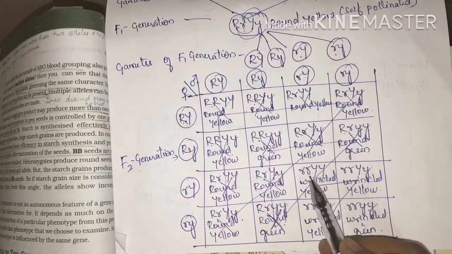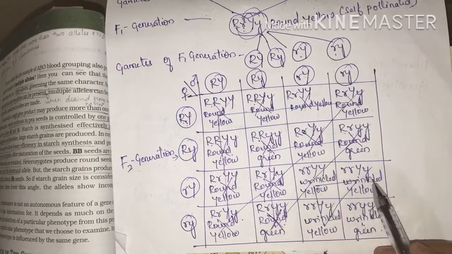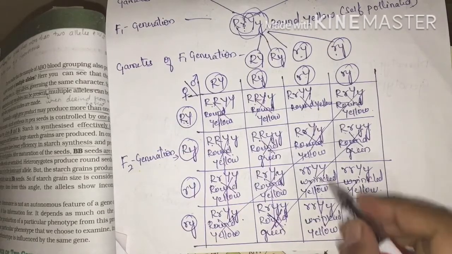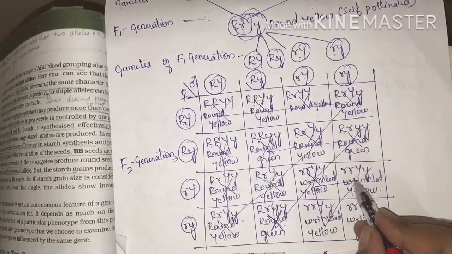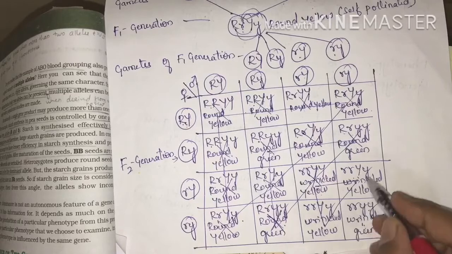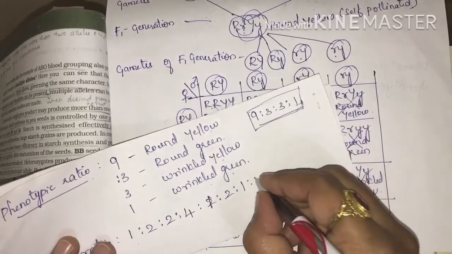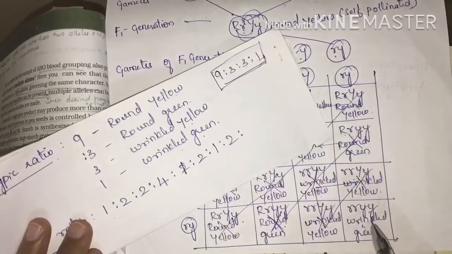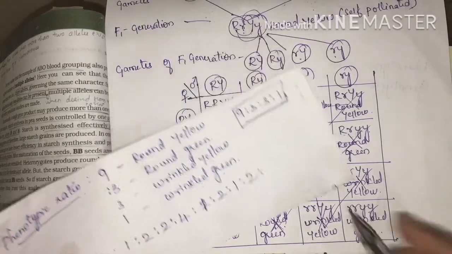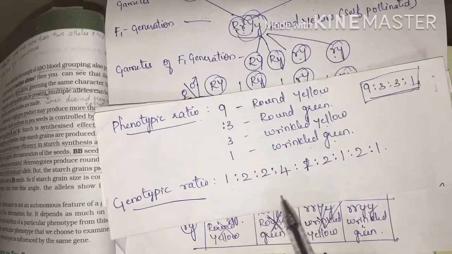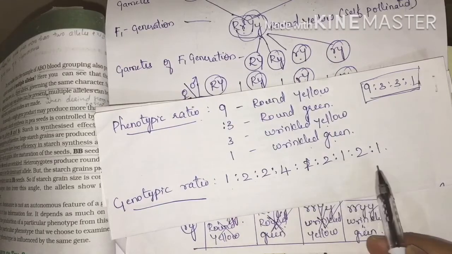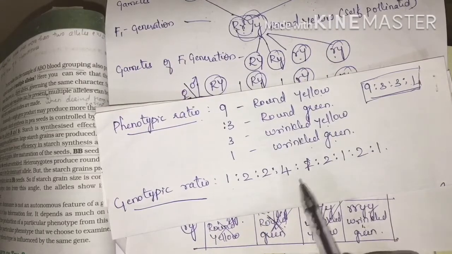Then these left, small r, capital Y, capital Y. How many do you have? No, we have only 1. Then comes small r, capital Y, small y. We have this one, 2. And this one is the last one, small r, small y, small y. We have 1. So this is the genotypic ratio: 1:2:2:4:1:1:2:1:2:1. This is the genotypic ratio.